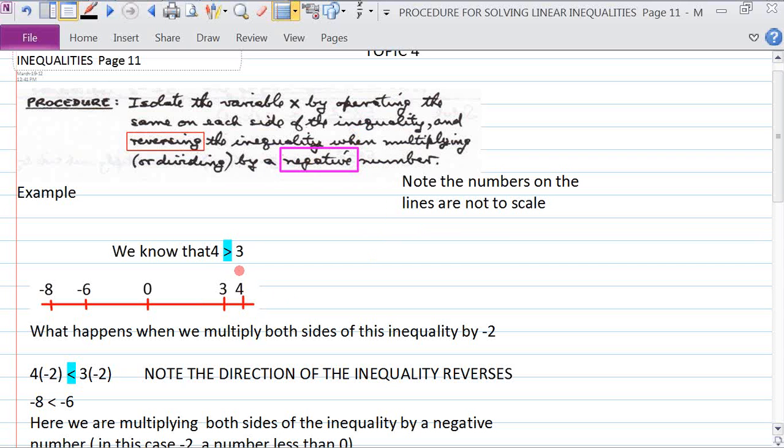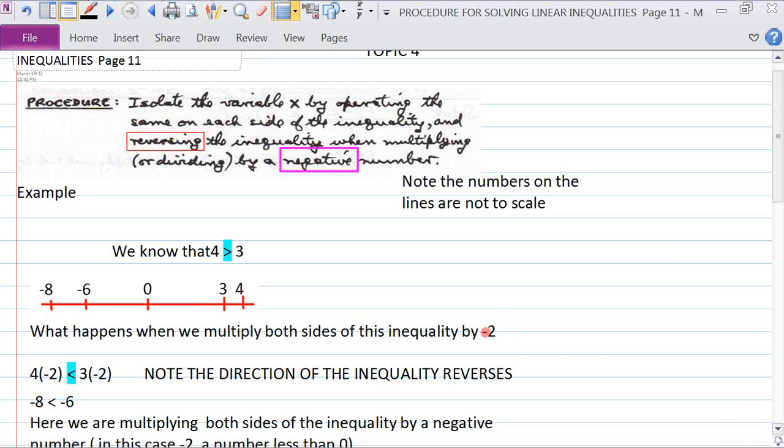Let's start off and say that we know 4 is greater than 3. So here we have 4. 4 is a greater number than 3. What happens when we multiply both sides of this inequality by negative 2?